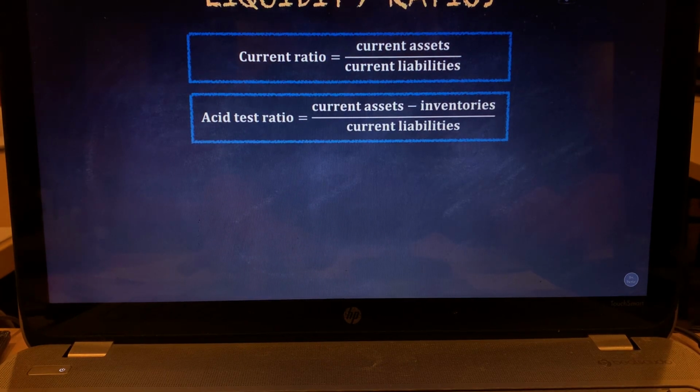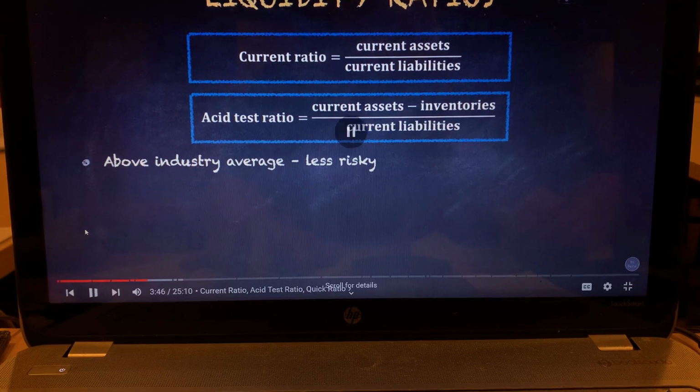Liquidity is the ability to convert assets into cash quickly and cheaply. If the current ratio of a company is above industry average, it shows that this company is less risky than other companies in the same industry.